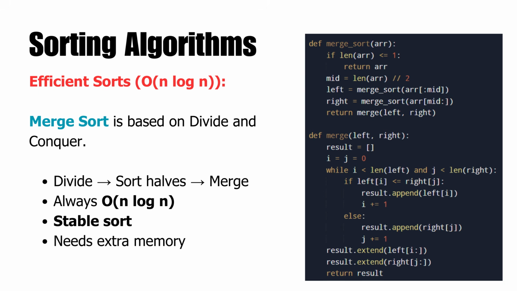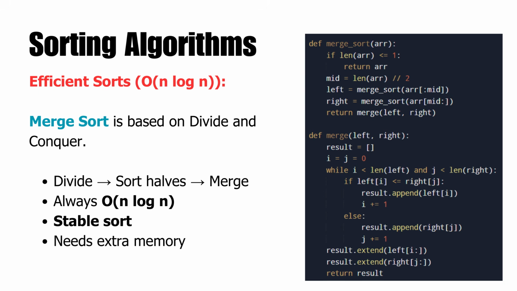Merge sort exemplifies the divide and conquer strategy. The concept is elegant. Split the array into two halves. Recursively sort each half. Then merge the sorted halves into one sorted array. The merging process compares the smallest elements from each half and builds a new array with elements in the correct order. This recursive splitting and merging continues until the entire array is sorted.